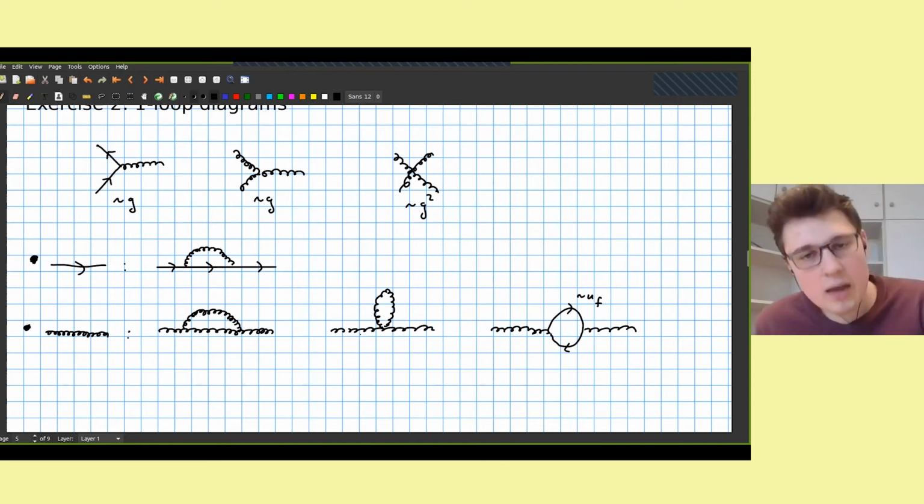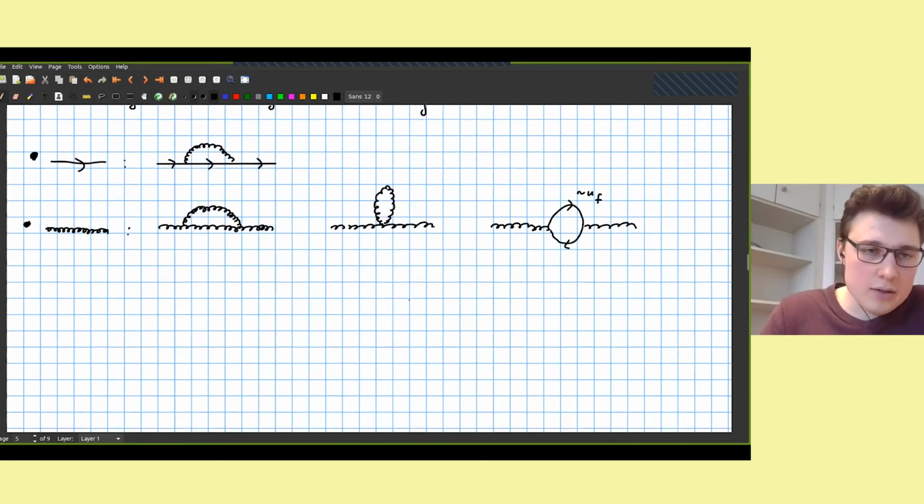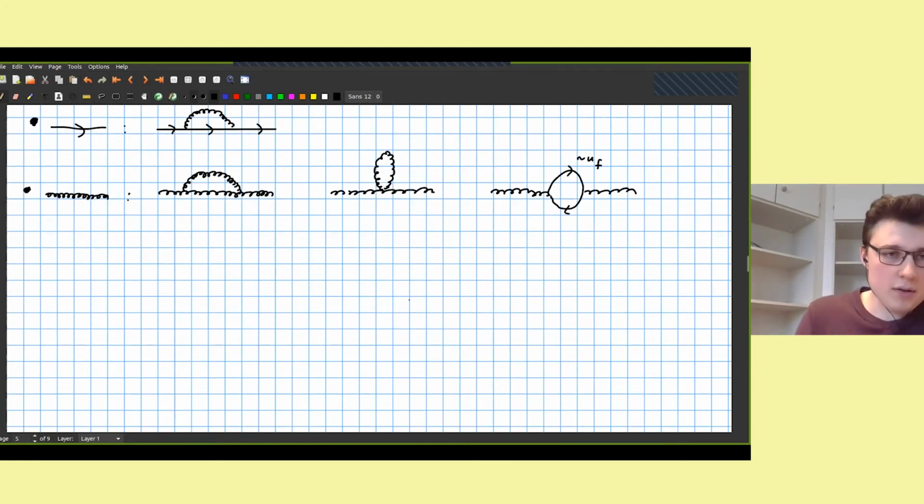Okay, so we've covered all three vertices, so there are no other options for us. Then let's continue with the vertex corrections, and start with the quark-gluon vertex.